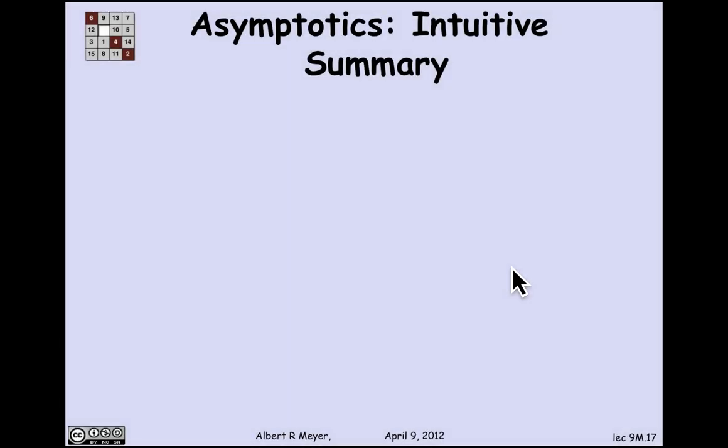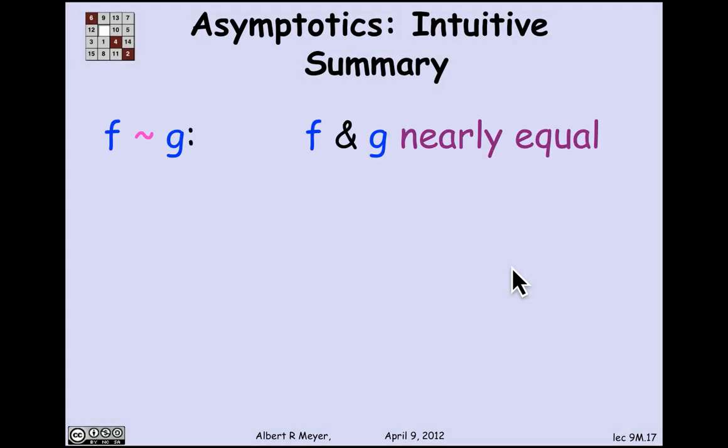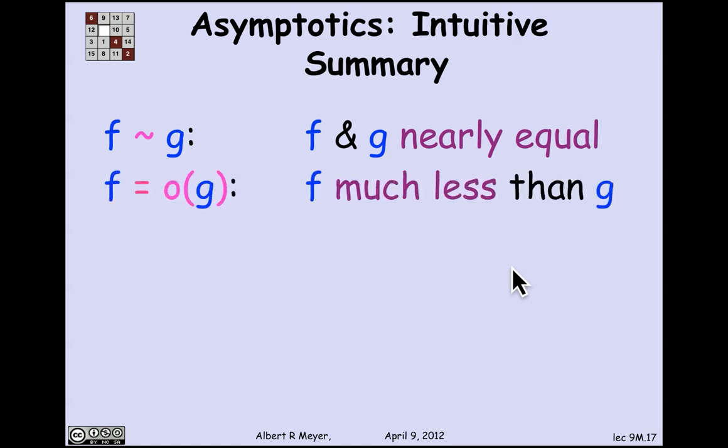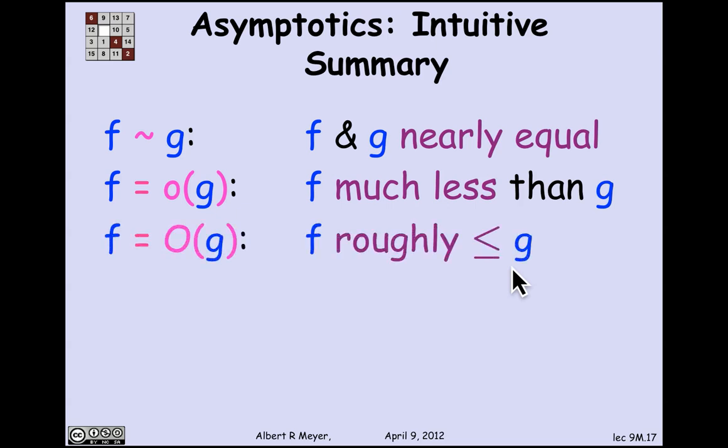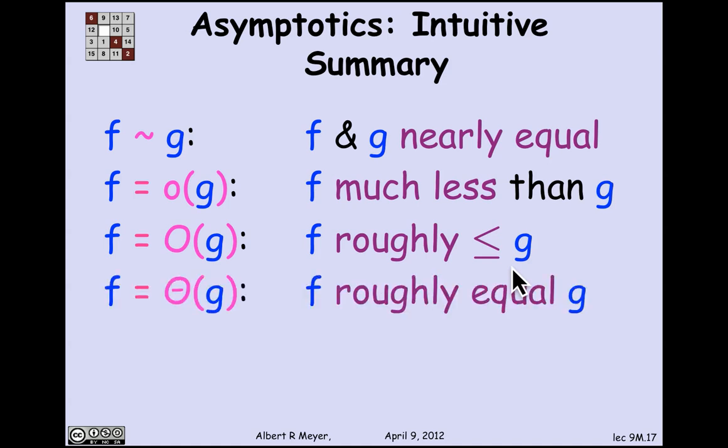So to summarize, there are these four relations. f asymptotically equal to g means, informally, that f and g are nearly equal. f equals little o of g informally means that f is much less than g. f equals O of g means that f is roughly less than or equal to g, where roughly means that we're not concerned about constant factors. And f equals theta of g means that f is roughly equal to g. And we'll examine these properties in more detail in the next segment.